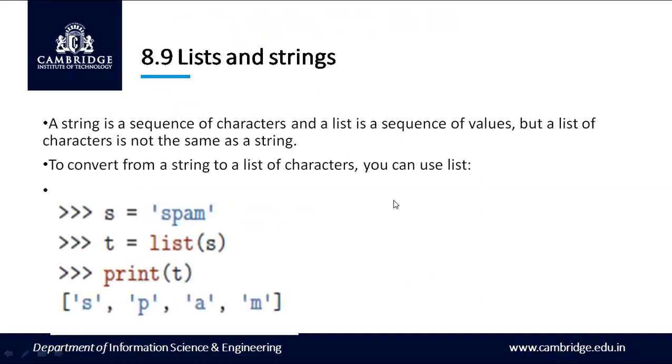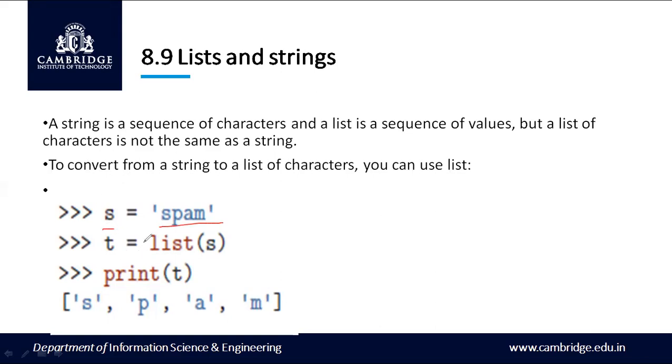Next is lists and strings. To convert from a string to a list, you can use the keyword list. A string is a sequence of characters and a list is a sequence of values, but a list of characters is not the same as a string. You can see here we have an example. We have this string spam.